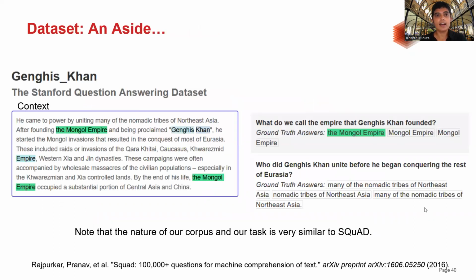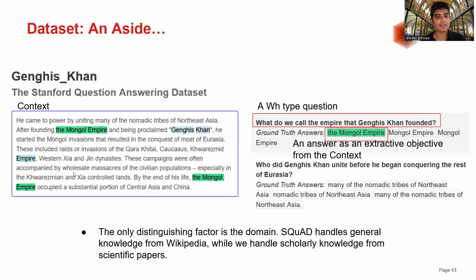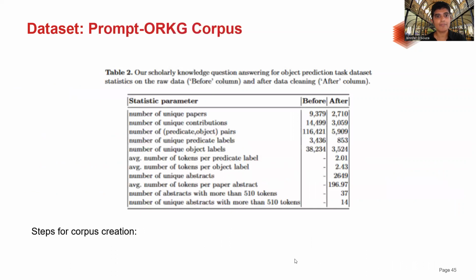As an aside, our data is structurally similar to an existing well-known dataset in the community, namely the Stanford Question Answering Dataset, or SQUAD for short. Basically, the SQUAD dataset also has a WH type question. It has an answer, which is an extractive objective from a context. So the only distinguishing factor is the domain. SQUAD handles general knowledge from Wikipedia, while we handle scholarly knowledge from scientific papers. Our choice of this dataset design will become clear when our approach is discussed eventually.